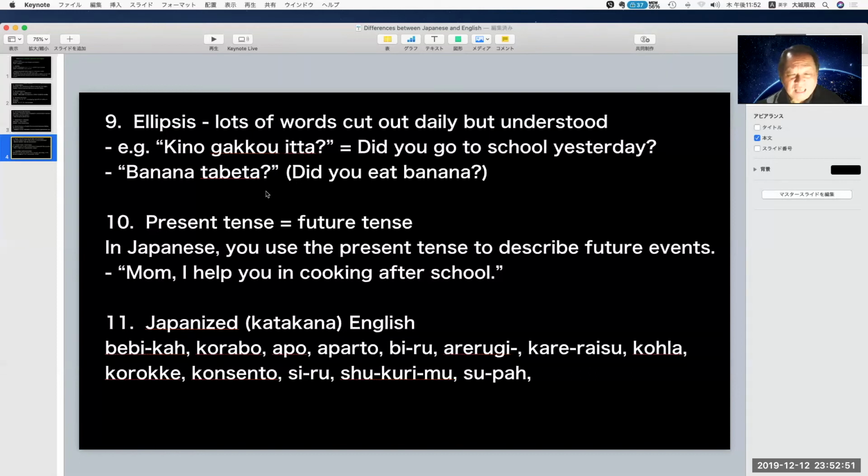The tenth difference is that the present tense and future tense are almost the same in Japanese. So in Japanese, we use the present tense to describe future events. For example, "Ma'am, I help you in cooking after school." In correct English, you have to say, I will help you in cooking after school. But in Japanese, often we omit "will." I mean, we have no way to express whether I'm saying present tense or future tense. But it is understood from the context, as I said.